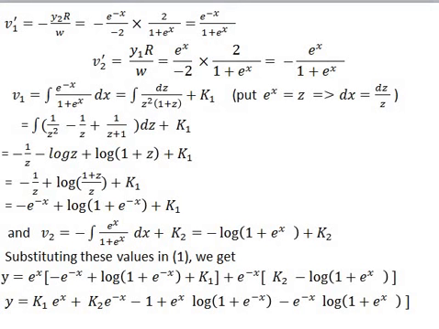Substituting these values in equation 1, we get y is equal to e to the power of x into v1, which is minus e power minus x plus log of 1 plus e to the power of minus x plus k1, plus e to the power of minus x into k2 minus logarithm of 1 plus e to the power of x. So y is equal to k1 e to the power of x plus k2 e to the power of minus x minus 1 plus e to the power of x logarithm of 1 plus e to the power of minus x minus e to the power of minus x log of 1 plus e to the power of x.